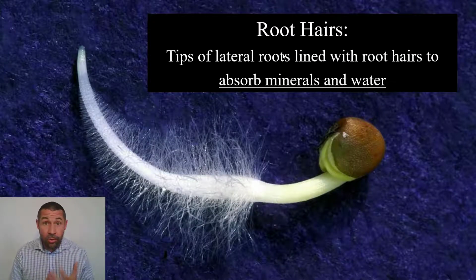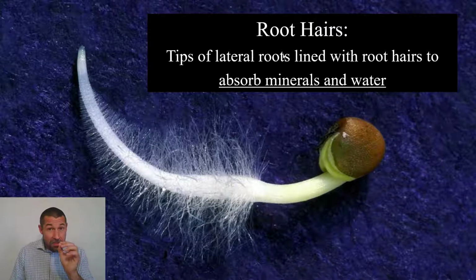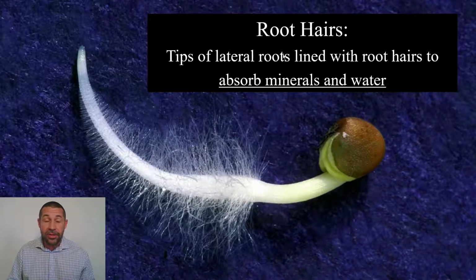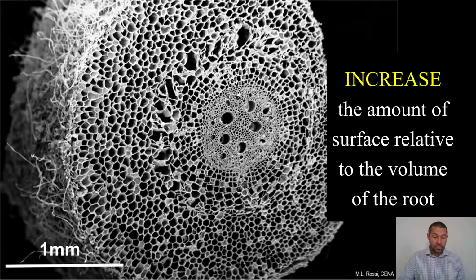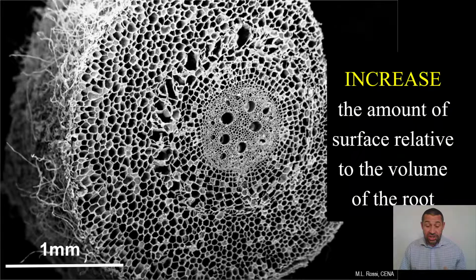The lateral roots are lined with microscopic root hairs. So this is how the plants, using these root hairs, are going to absorb the minerals and water that they need. These root hairs have a very high surface area to volume ratio, which facilitates this exchange.